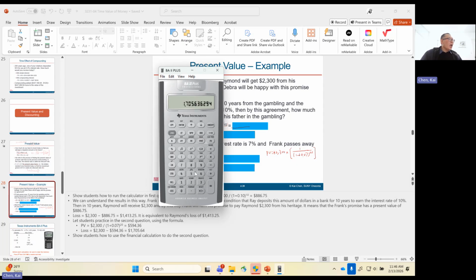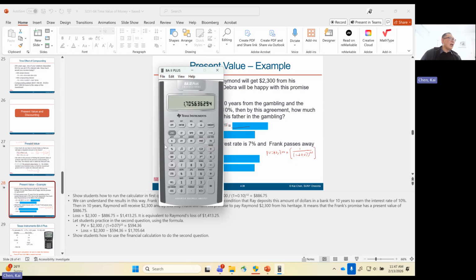All right. Again, when you begin a new calculation using the time value function, you have to clear the memory. So how can we clear the memory? We click second, and then click FV. By doing this, we clear the memory.